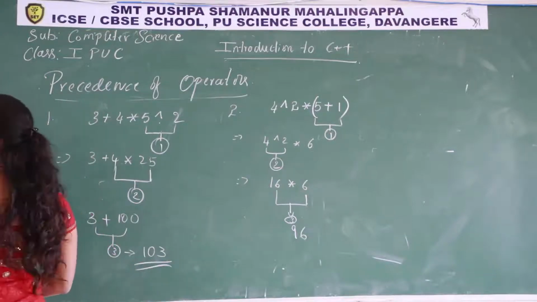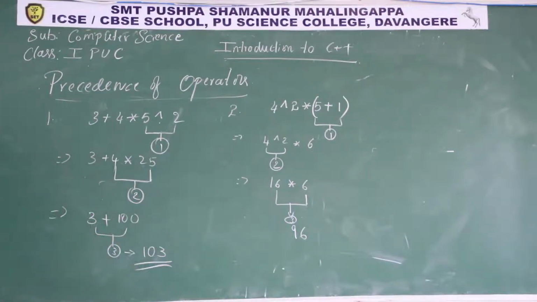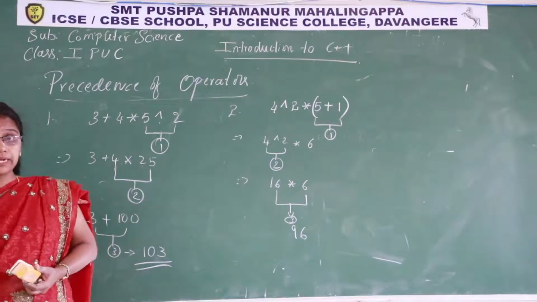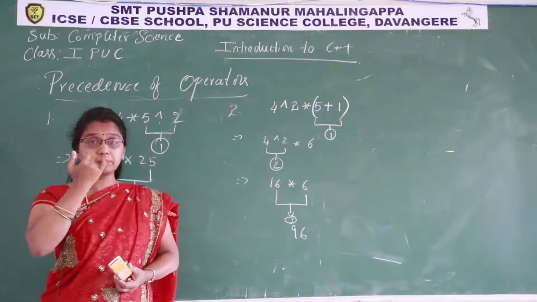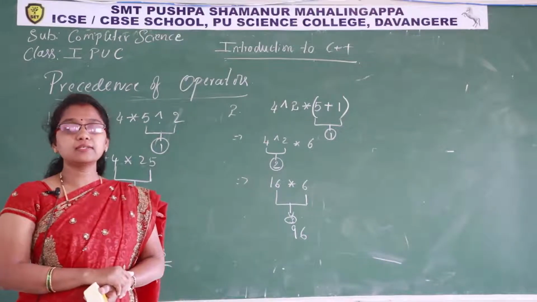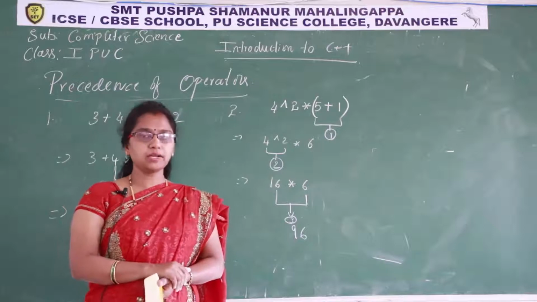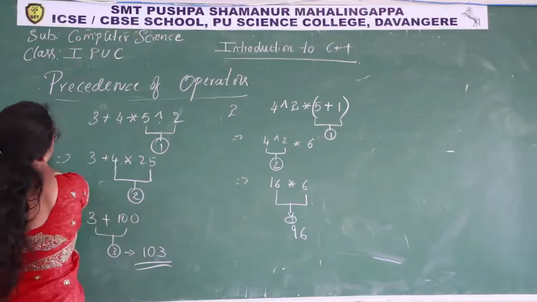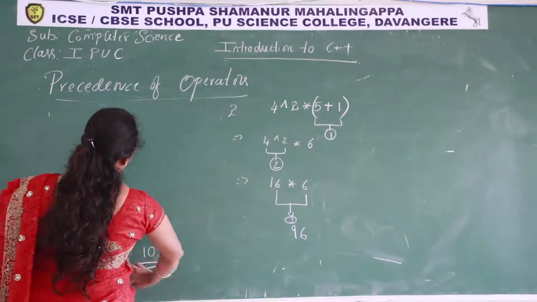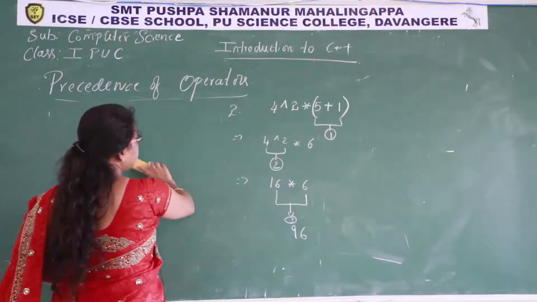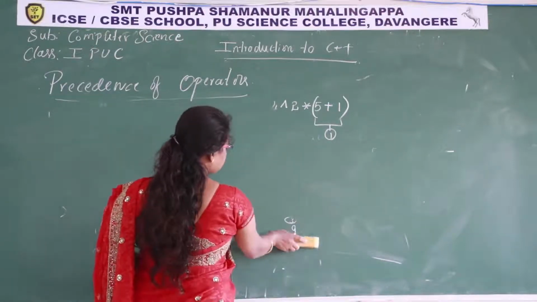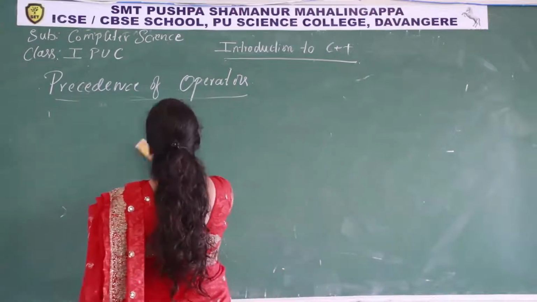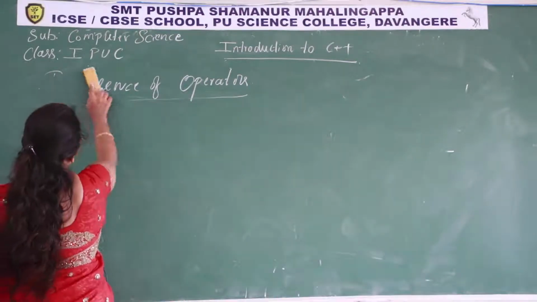Next, type conversions. We already discussed type conversions. Conversion from one data type to another data type is called type conversion, or we call it type casting. There are two types. One is implicit type casting, another is explicit type casting. Implicit type casting means it is done automatically by the compiler. Explicit type casting, the user has to convert one data type to another according to their requirement explicitly.